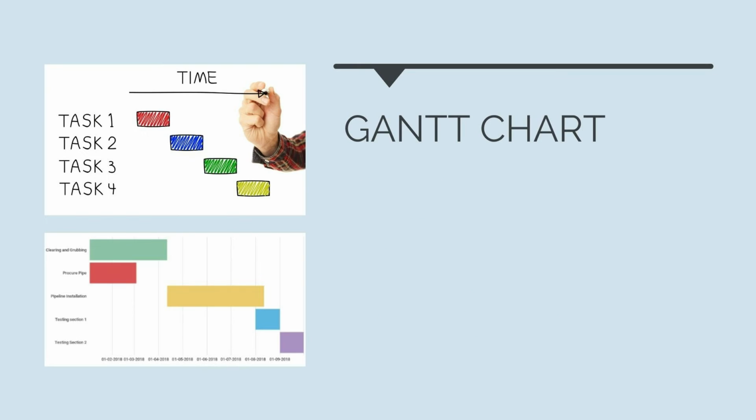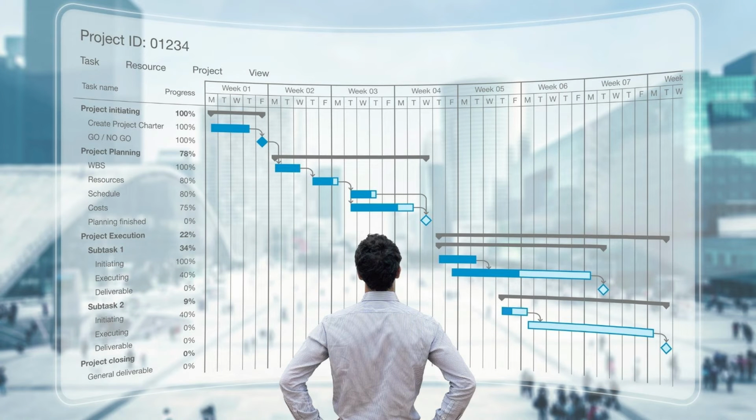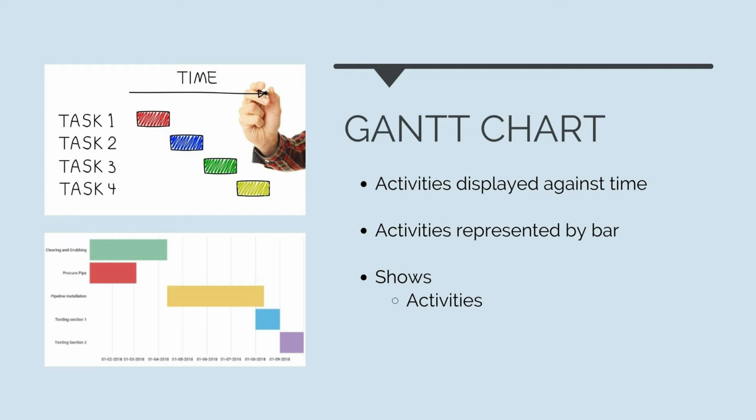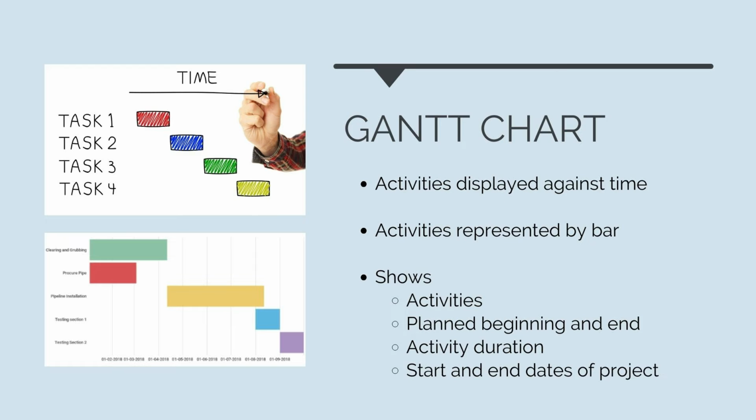What is a Gantt chart? A Gantt chart is basically a list of activities, and against each activity, we display the time as a bar. Across the top of the schedule, you have the calendar, and then against each activity, so task 1, task 2, task 3, you'll have a bar that shows the start date and the finish date. So basically it shows all the activities, the planned beginnings and ends, the activity durations, and the overall start and end dates of the project.